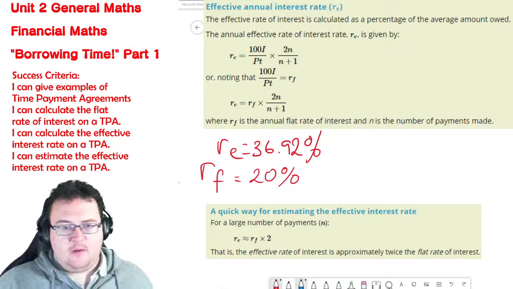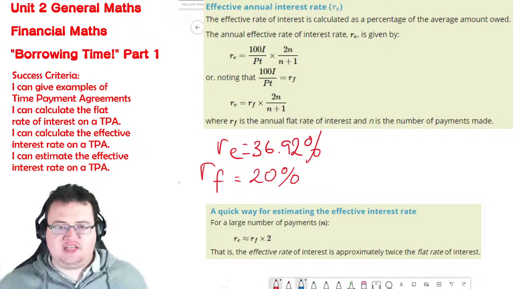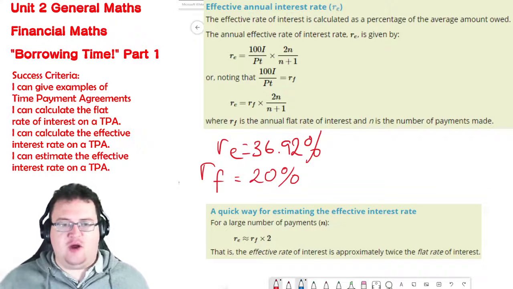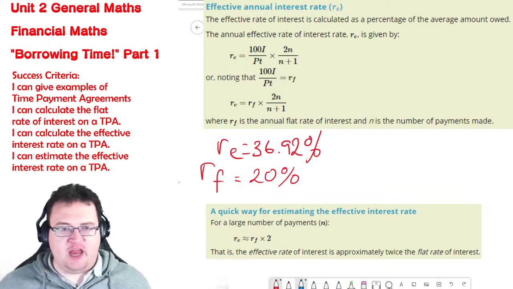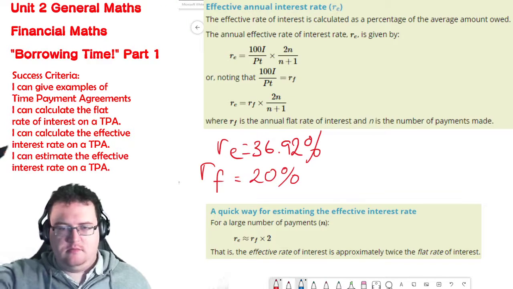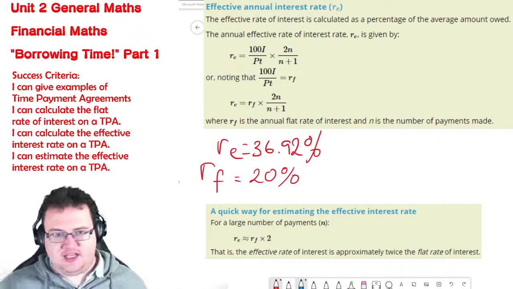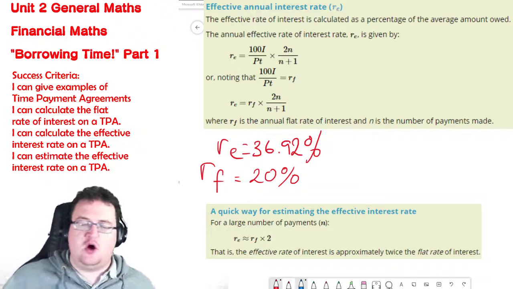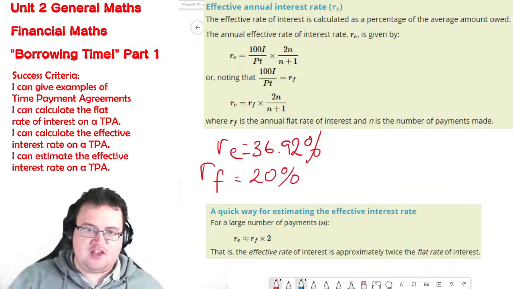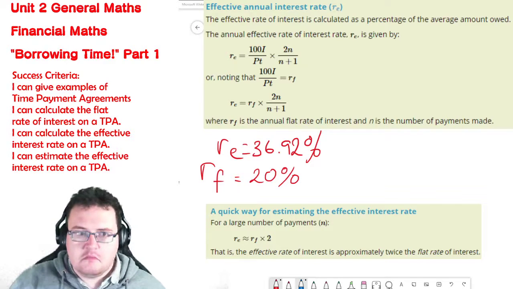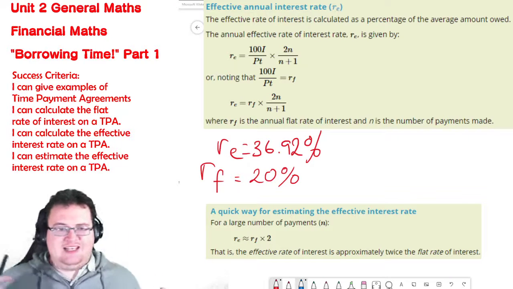So, if you are ever in a situation where you're under time pressure and you need to calculate the effective interest rate, just double the flat rate and you're pretty darn close. Because n over n plus 1 tends towards being equal to 1. The larger the numbers, the closer it gets. So if we're talking about an interest rate over the course of 100 years, that's 200 divided by 100 plus 1. That's like 1.99999. It tends towards 2.